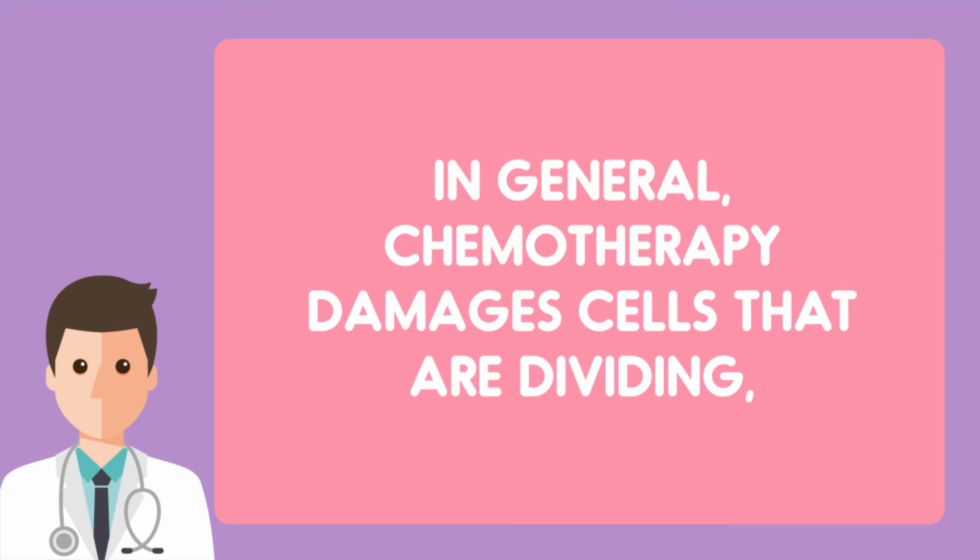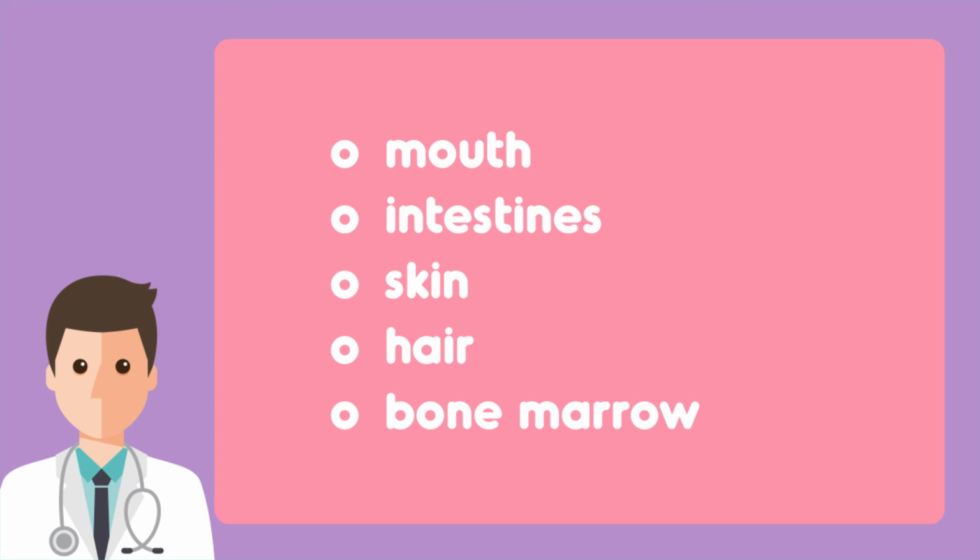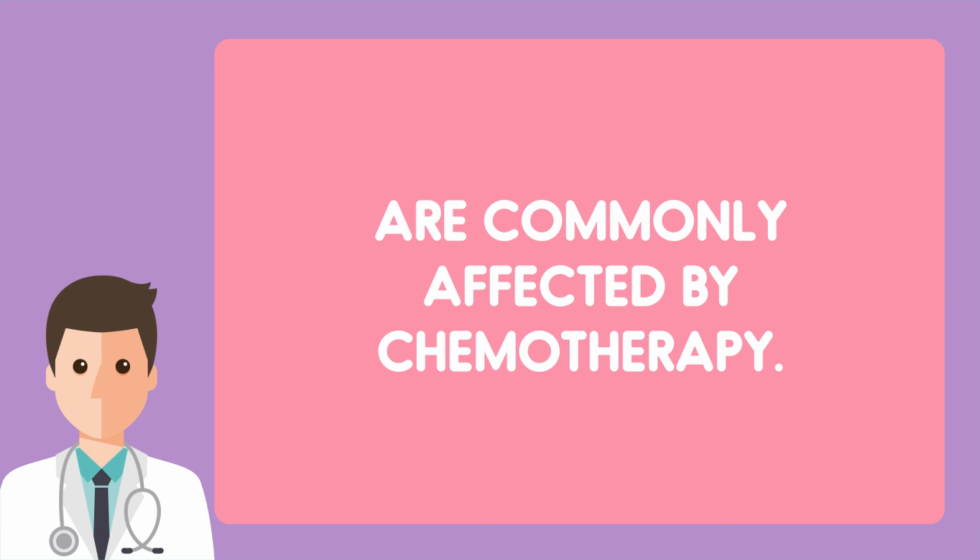In general, chemotherapy damages cells that are dividing. So the parts of the body where normal cells divide frequently are likely to be affected by chemotherapy. The mouth, intestines, skin, hair, and bone marrow are commonly affected by chemotherapy.